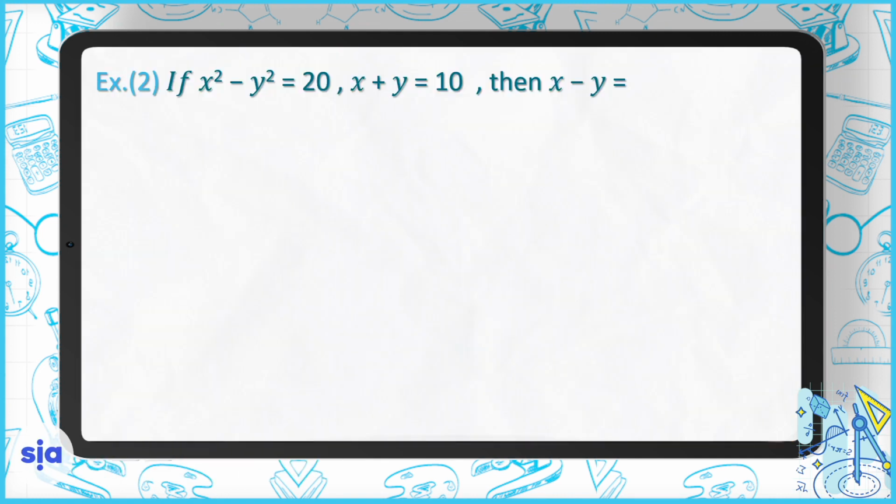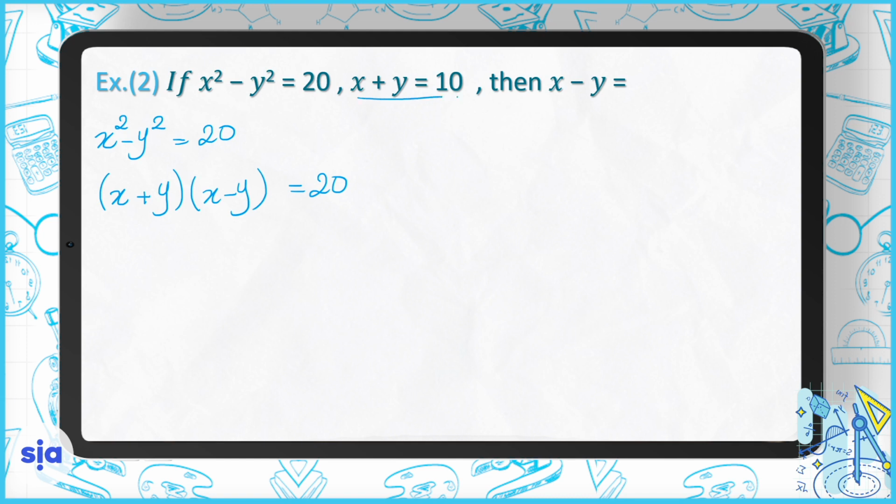Let's now move to exercise number 2, a different type of questions. If x squared minus y squared equals 20, then we can easily factorize x squared minus y squared to x plus y times x minus y, and this will also result in 20. It's also given here that x plus y is 10. The question wants us now to find the value of x minus y.